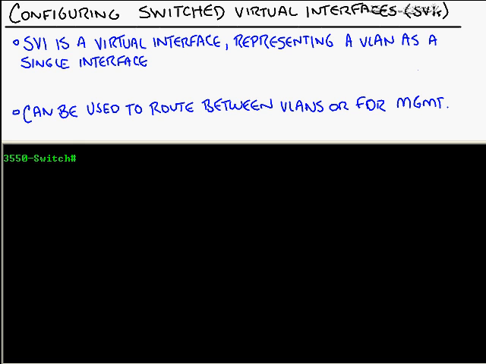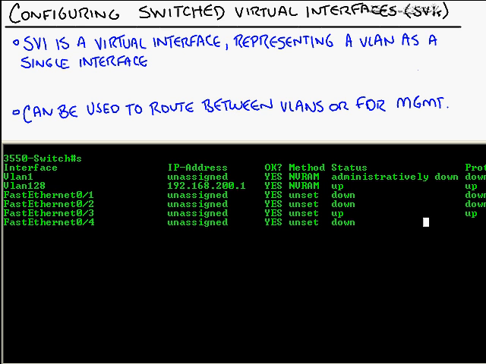So this may be a new concept for some of you. If not, then let this be a good solid review as we get into true multi-layer switching, because that is what they're used for. What you see at the top is an SVI is a virtual interface representing a VLAN as a single interface. And it can be used to route between VLANs or for management. So I've got my bullets out of the way. Let me get into what this looks like and do a show ip interface brief.